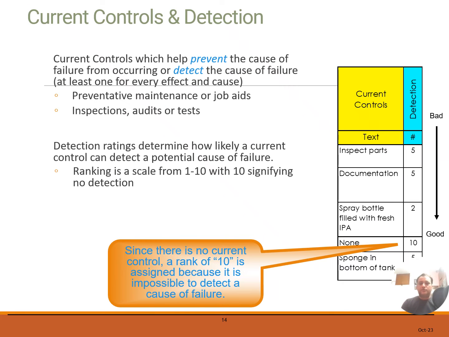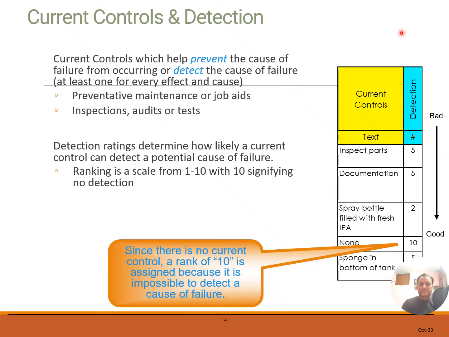Then we move to the current controls and detection. Current control is the next section of the FMEA form. Here the controls are listed that will prevent a failure mode from occurring or detect a failure mode if it does occur. Examples of current controls could be preventive maintenance procedures, job aids, inspections, audits, or tests.